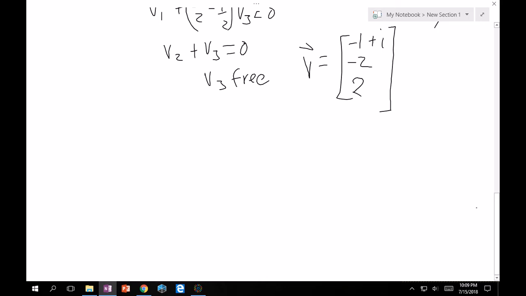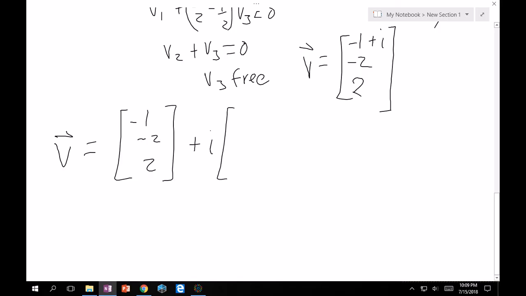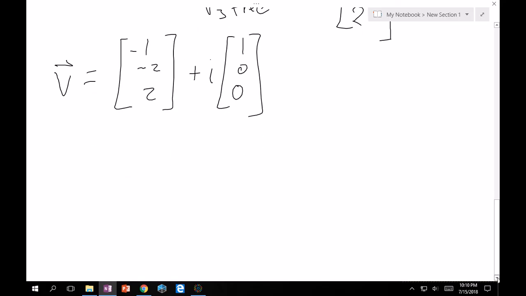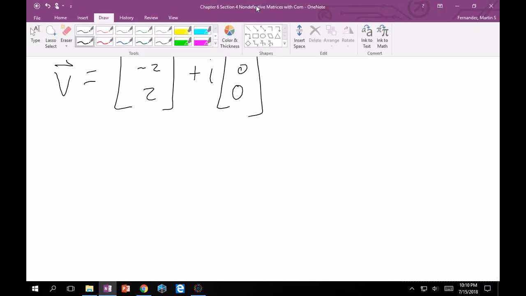And then if you remember, what I told you to do from here is to separate this vector into its real and imaginary parts. So v is really minus 1, minus 2, 2, plus i, 1, 0, 0. Right? So that's fair. From here, remember, if your professor doesn't allow you a crib sheet, which is most professors at Tech for differential equations, you have to set up Euler's formula and now try to find the real part and the imaginary part, right? So let's go ahead and do that.